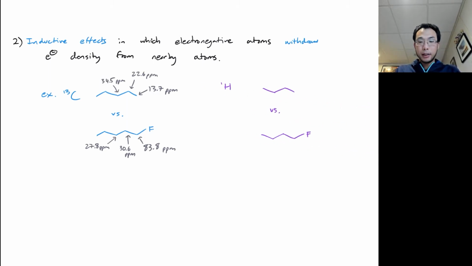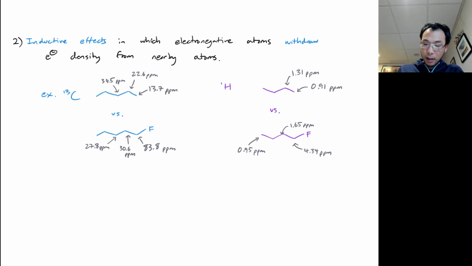Same type of pattern is found in proton NMR. So if we look at now butane versus 1-fluorobutane, the chemical shifts follow the same trend for the carbons, where these methyl groups have a more upfield chemical shift compared to the kind of central CH2 groups. If we put a fluorine on the molecule, that changes things a lot.